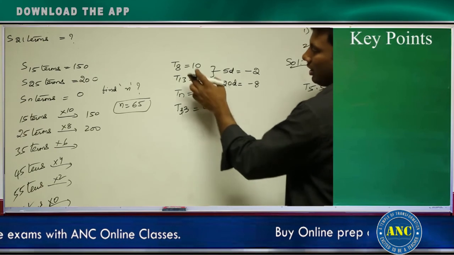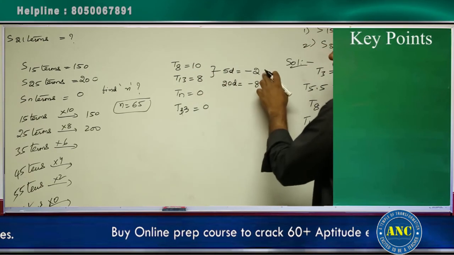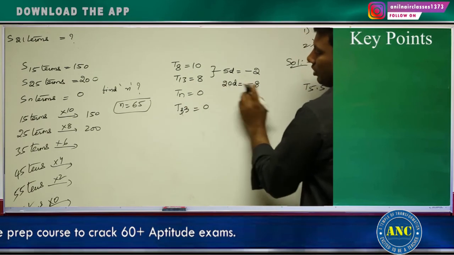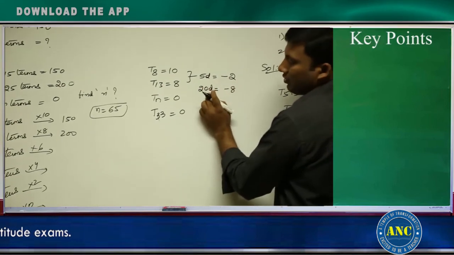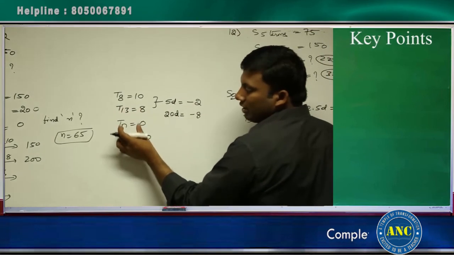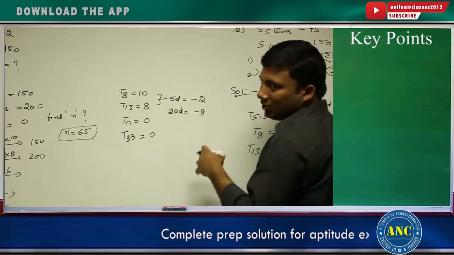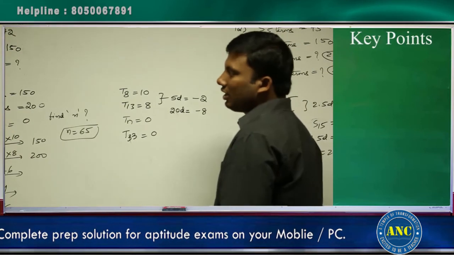Again I am explaining. T8 to T13, 5D will result in a drop of -2. Tn should be 0, so 8 should become 0. How much should be the drop? -8. 2 4s are 8, 5 4s are 20. 20 plus 13, T33 is 0. T33 is 0, 32 left, 32 right, 65. Now the 13th one, try to say the 13th one answer.